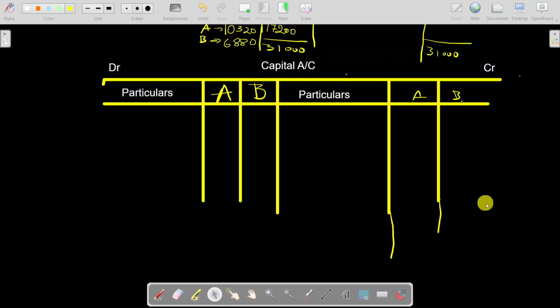Right. Now we are going to prepare the capital accounts. In the problem, he has mentioned that he is using the fluctuating capital method. So we have to make only one capital account.